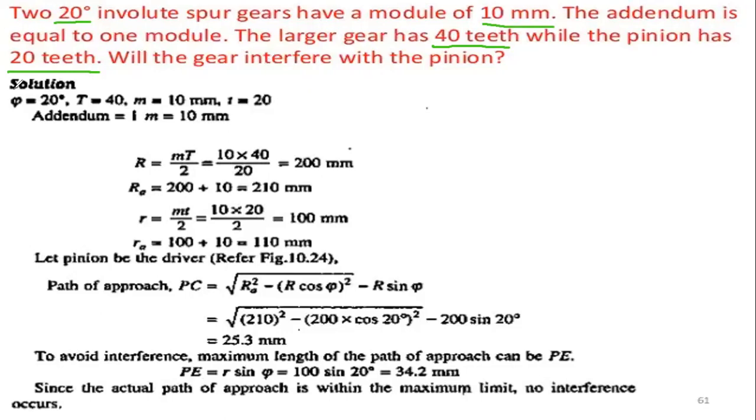So we have to write the given data first. So that is phi is 20 degrees. Capital T, that is the large gear teeth, is 40 and small gear teeth, small t, is equal to 20. Module is 10 mm. So they have given the addendum as equal to one module, that is 10 mm. So module is equal to 10 mm. That is, the addendum value also has been taken as 10 mm.